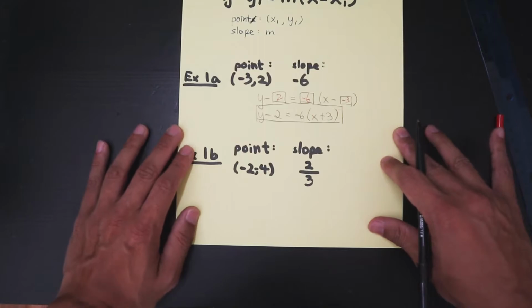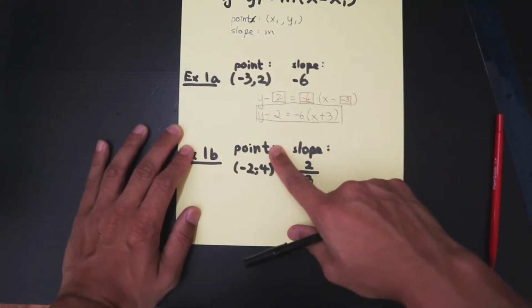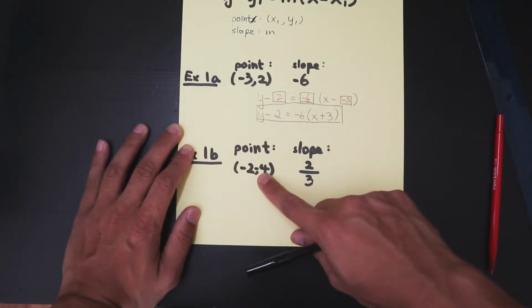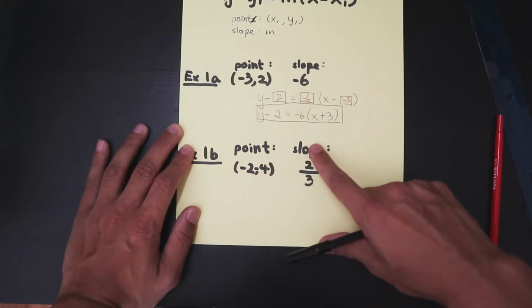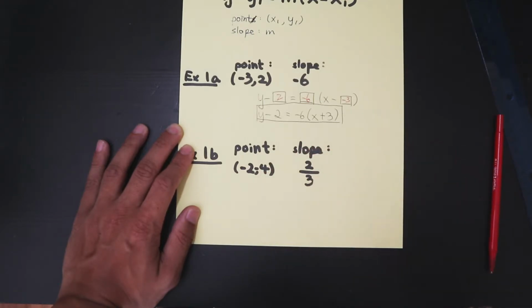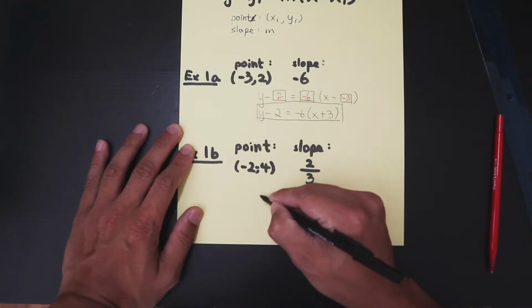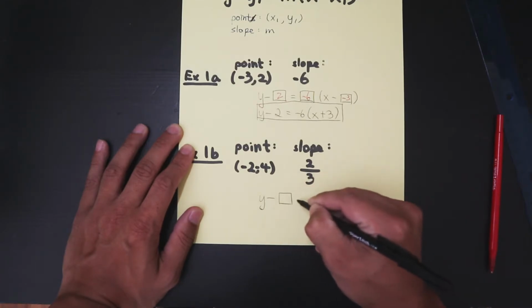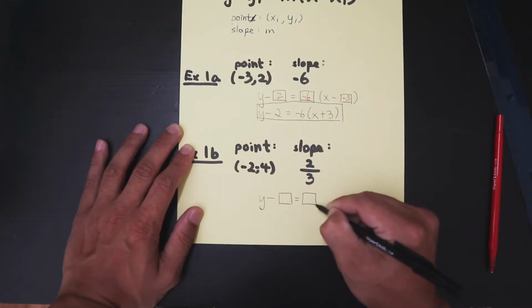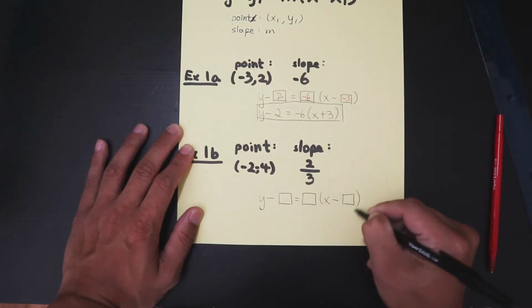Let's take a look at another example. So let's say you have a different point this time. You have -2 comma -4. This is a negative, by the way. And if you have a slope of 2 over 3, you're going to do the same thing here. So first, you're going to write in point slope form. You're going to first write out y minus something. It's always a minus to start with. Is equal to something x minus something like this.